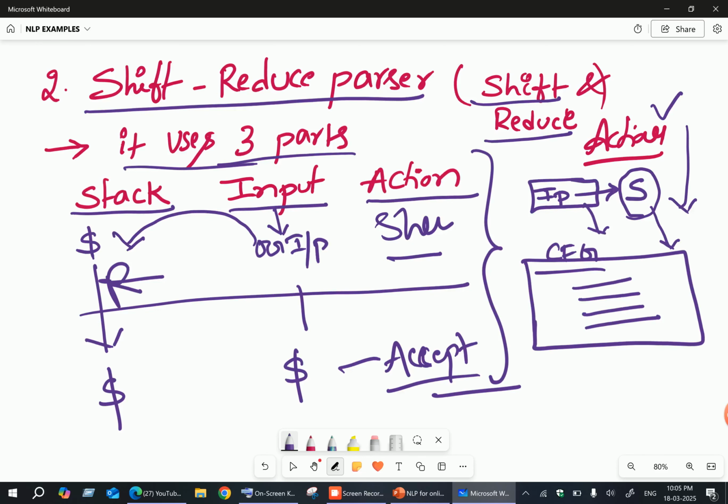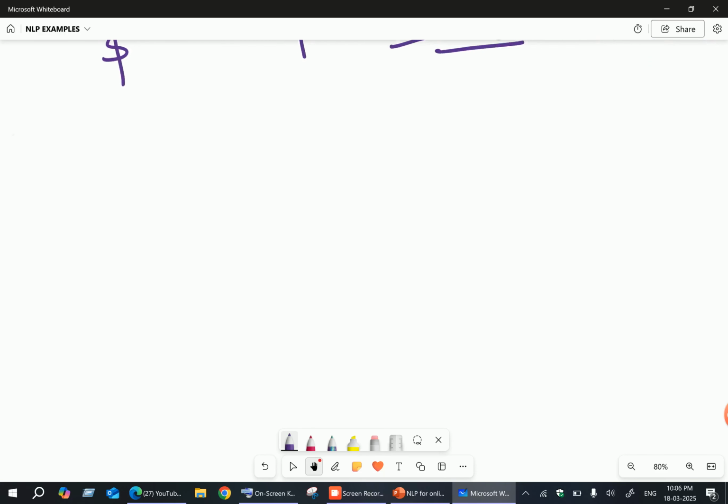Let me take a simple example, then I'll start implementing it and reduce the given input string to the start symbol, to accept that the given input sentence is grammatically correct. First I will take simple production rules, then I will take English natural language sentences.